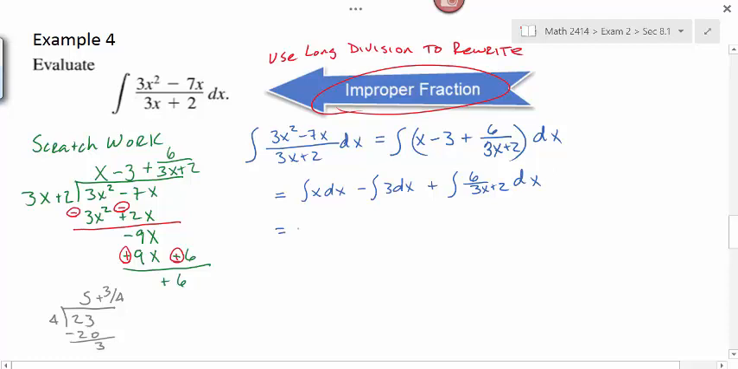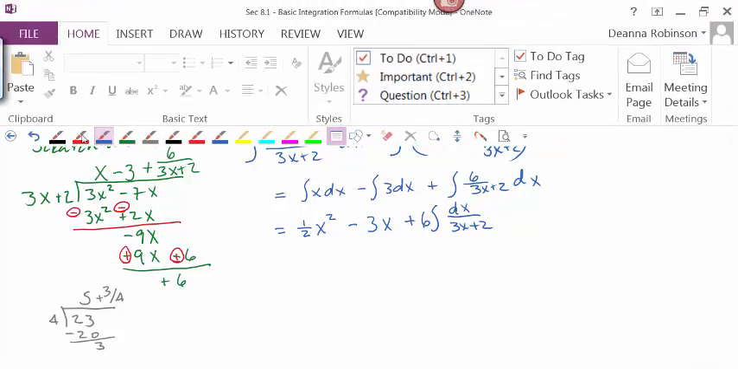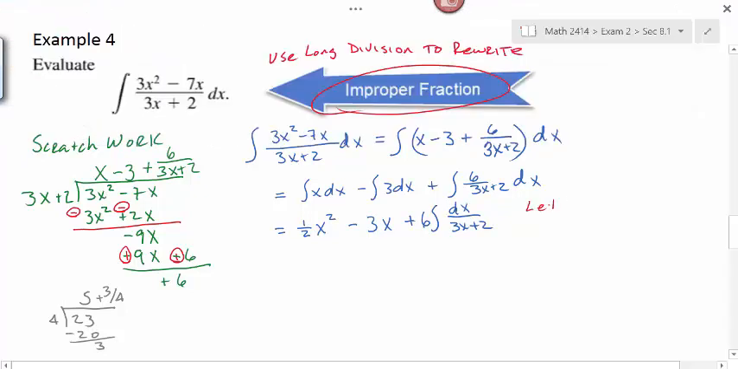What do we get when we integrate x? What do we get when we integrate 3? And this, I'm going to pull the 6 out of it, and that leaves me dx over 3x plus 2. How do I integrate this? What technique do I use? What do I let u be equal to? So what's du equal to? Do I have a 3dx? I actually do. I could take 3 out of that 6 and make it 2.